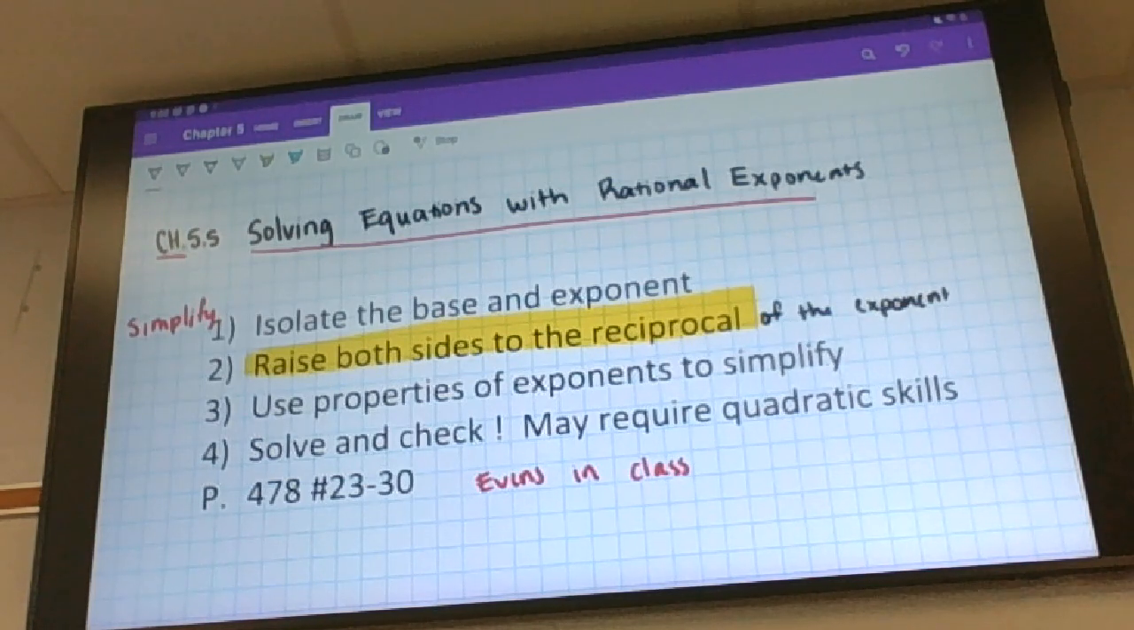And here's our assignment, same section, 23 to 30. I'm going to give you guys some time to write this down. And then I'm going to start with number 24. I'll do 24 with you, and then 26. You guys do odds on your own, and I'll go through some of these evens in the next 10 minutes or so.